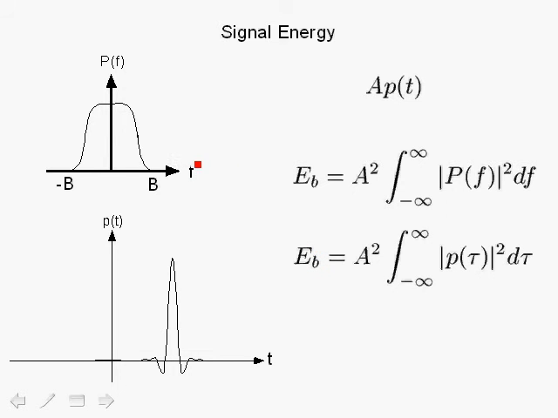Now, if we go back in the frequency domain, the magnitude of P of f squared is the energy density as a function of frequency. And if we integrate in the frequency domain over the energy density, then we get the energy in the frequency domain, and we have an amplitude A squared, so the energy in the frequency domain is equal to this expression, and both of them are equal due to Parseval's theorem. So either way, these two expressions can be used to compute the energy per bit.